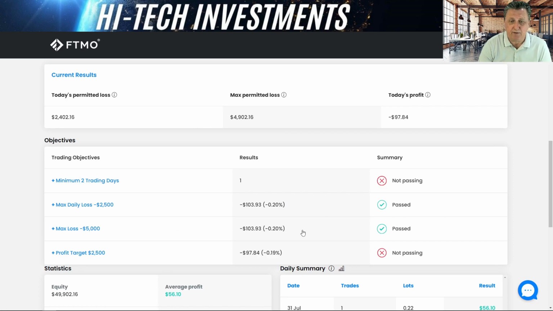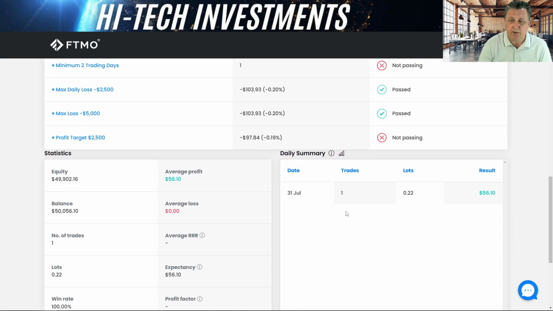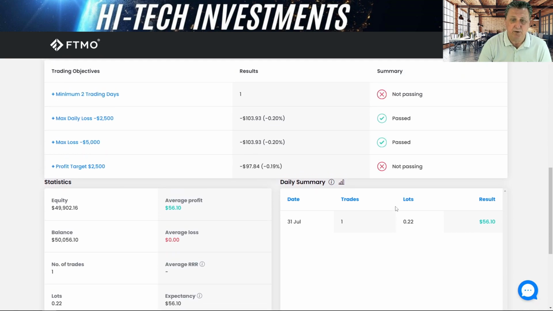Max loss 5,000, again 103, so well apart, so that is passed. And then profit target 2,500. And obviously we still have a long way to go. If we have a look at it, we can see the first trading day, 31st of July, we basically made 0.22 lot, or 56.10 dollars. So obviously still very, very early days.